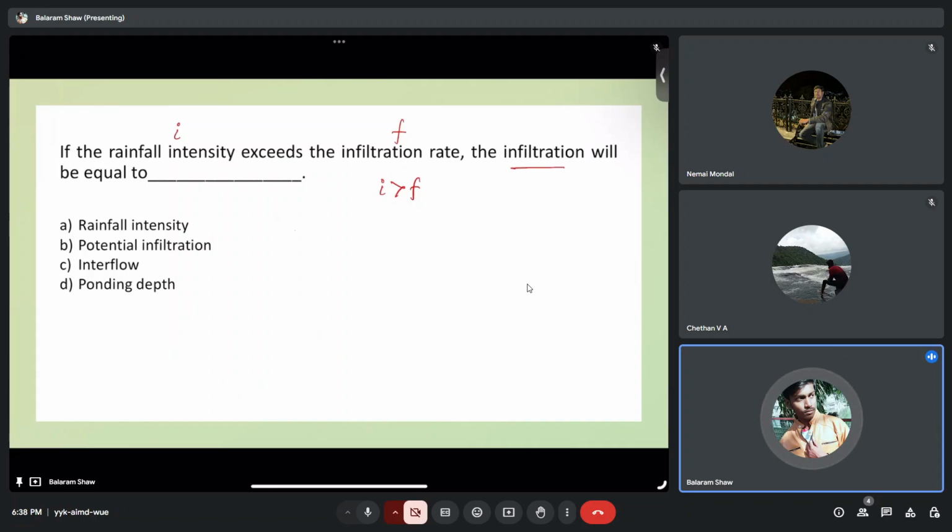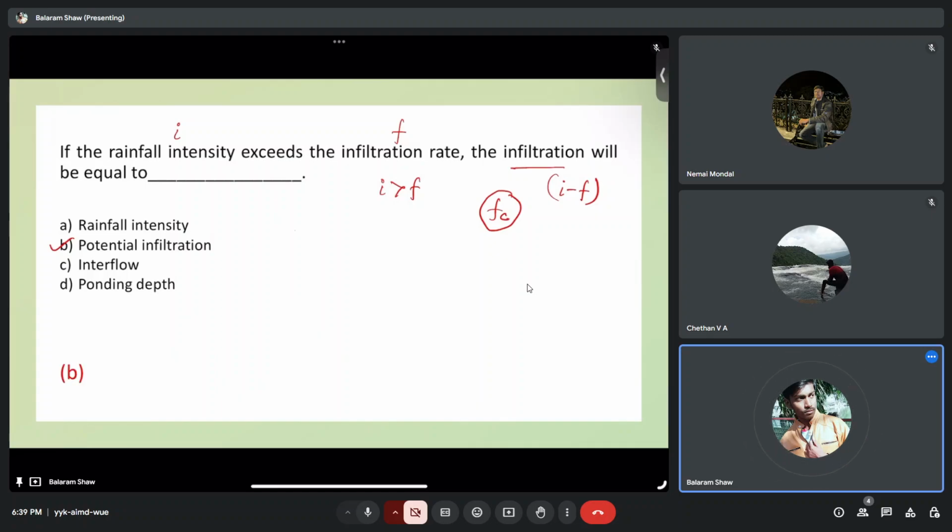Firstly, whatever the infiltration rate is, we have studied in the last class that it will infiltrate. But now the rainfall is more than the infiltration rate. Then what will happen? It will reach the infiltration capacity, or that is I minus F. Here we have not been given infiltration capacity, but what is the definition of infiltration capacity? That is the maximum infiltration rate that can happen in any soil layer. We can call that infiltration capacity, right? The potential infiltration is also the same thing. So the correct answer will be B.